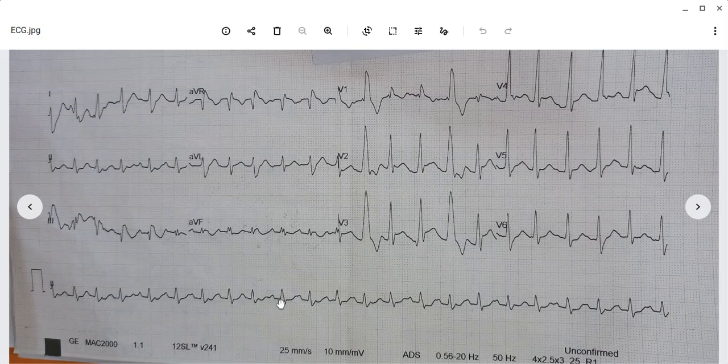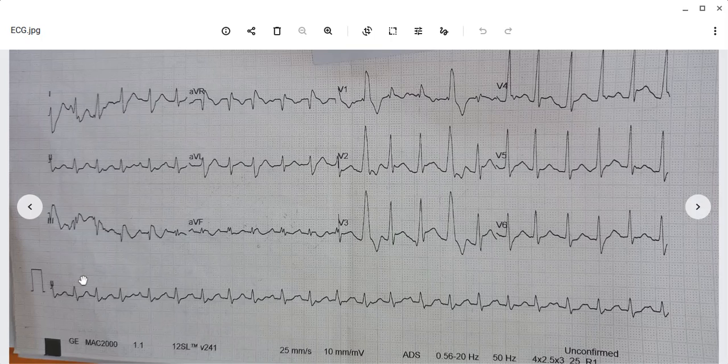So this is the ECG of a 65-year-old male patient who presented to the hospital with the complaint of chest pain, perspiration, and vomiting, and all of his symptoms started suddenly. As you can see, first of all, I want to tell you that this ECG has a lot of findings. Many findings are present in the ECG, so we have to look very carefully.